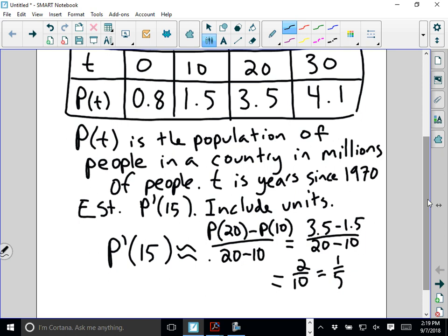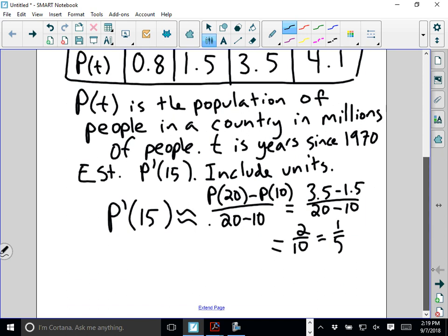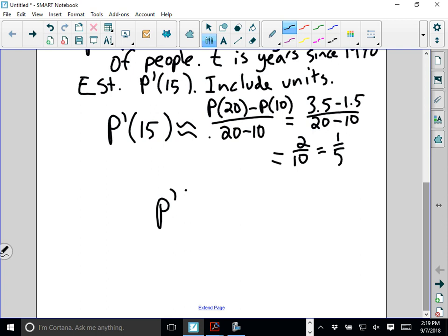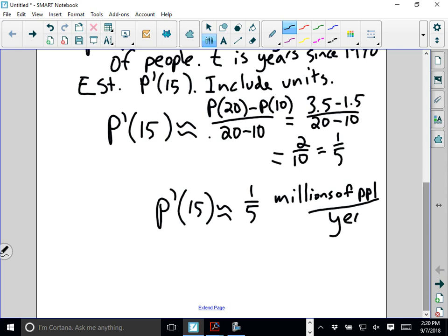So again, it's not going to be 1/5 of a person per year. That unit isn't in people, it's in millions of people. So our unit would be millions of people per year. Again, it should not be a mystery where we're coming up with these units from. Think about the 3.5 and 1.5. Those units were millions of people. 20 minus 10, those units were in years. We're taking millions of people and dividing them by years.